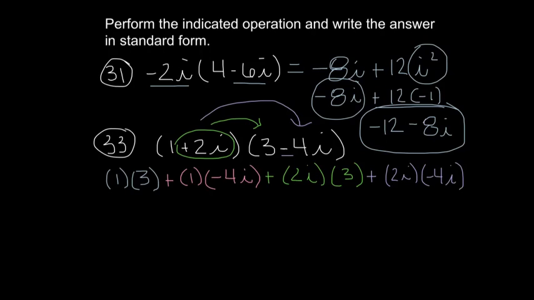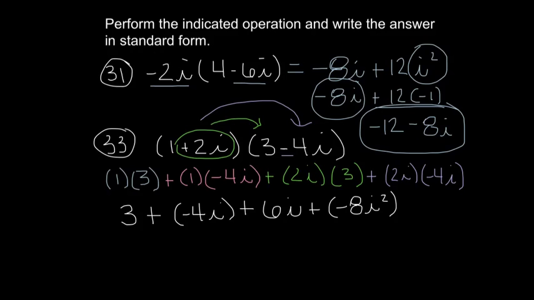It is really to your advantage to take this slow and to do this one step at a time so that you don't miss any signs. 1 times 3 is 3. Plus 1 times negative 4i is negative 4i. Plus 2i times 3 is 6i. Plus 2i times negative 4i is negative 8i squared.